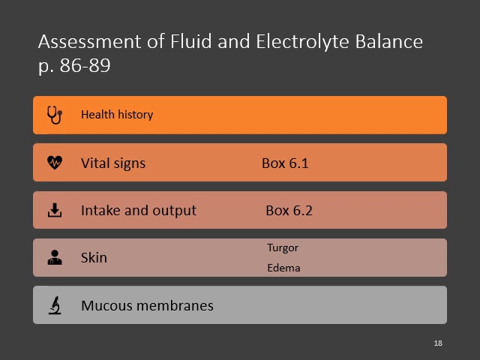Blood pressure. So a fall in systolic pressure of more than 20 when the patient changes from lying to sitting means fluid volume deficit. It's postural hypotension. Fluid volume excess that expands blood volume raises the blood pressure. Okay, now let's go to box 6.2. This is a focused assessment of I&O.